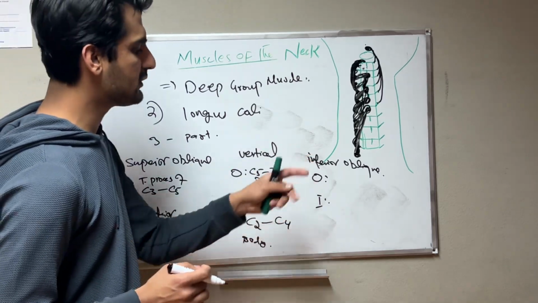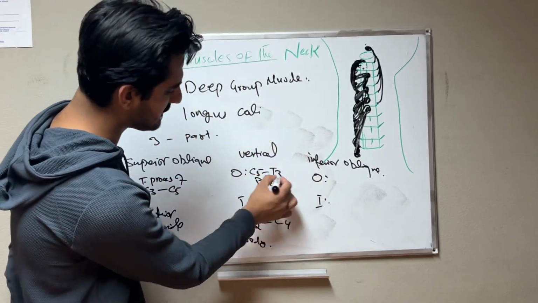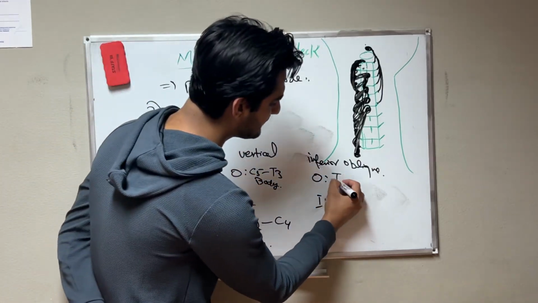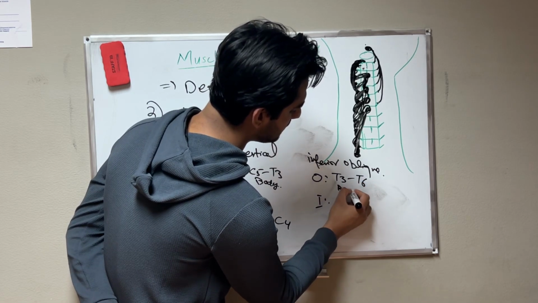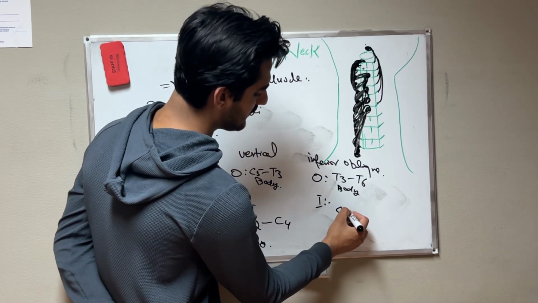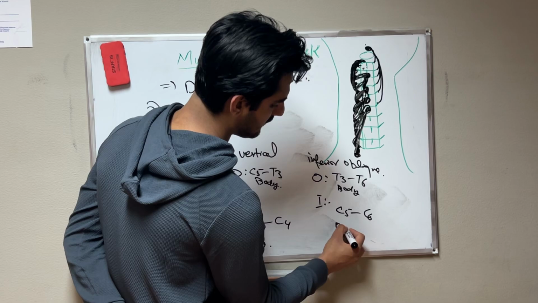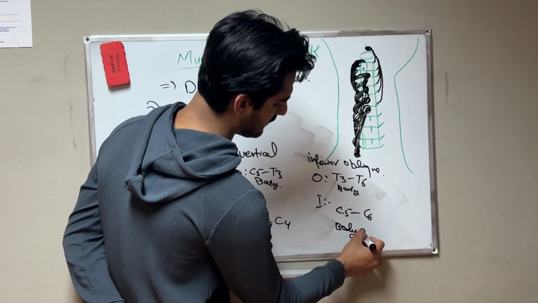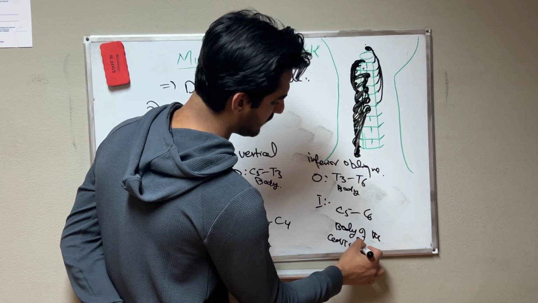Now if you talk about the inferior oblique part. Inferior oblique part here is a continuation from T3 to T6 body of thoracic vertebra, and inserted into where? C5 to C6 body of the cervical vertebra.